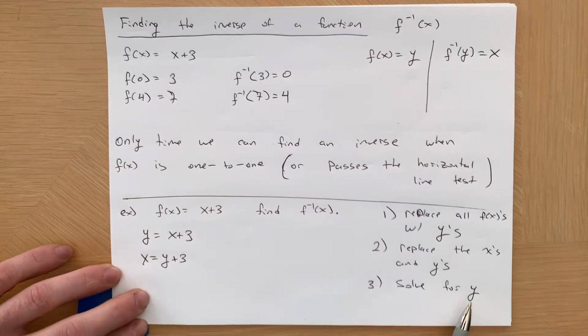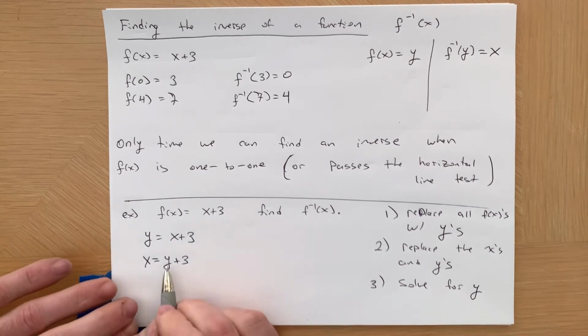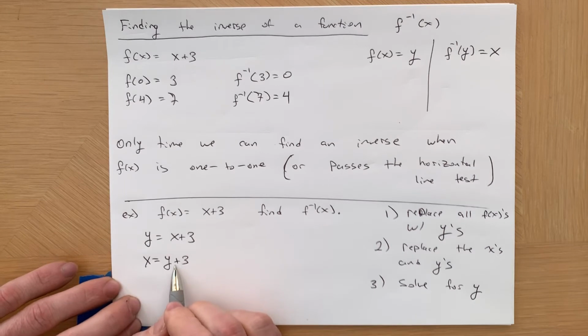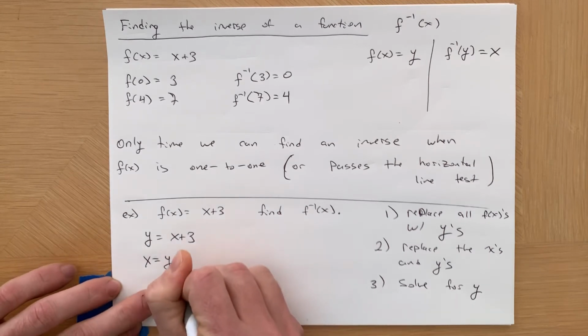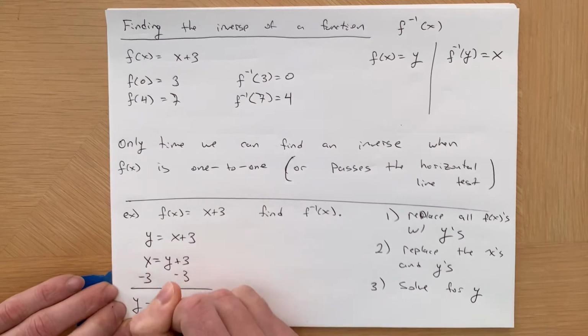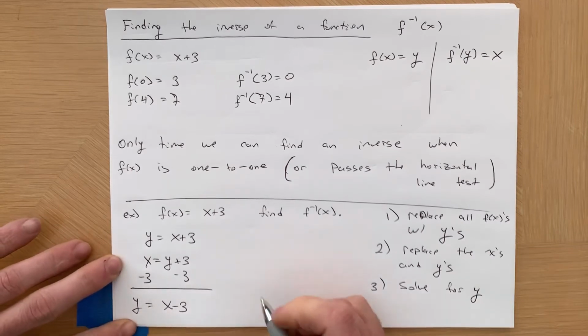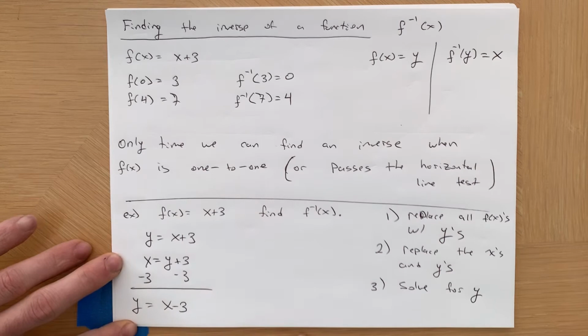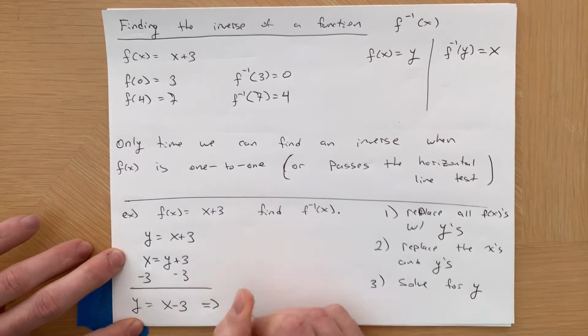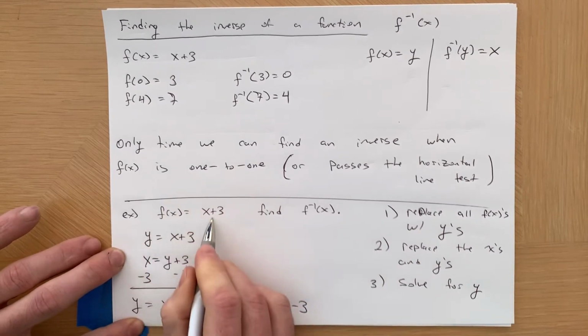And the third one is solve for y, meaning just get y on one side of the equal sign and everything else on the other side. Well, the only thing attached to this y is this plus 3, so all we need to do is subtract the 3 over. We subtract the 3, subtract the 3, and we're going to get y is equal to x minus 3. Once you're done with this step, this y is going to be the f inverse of x. So what this tells us is f inverse of x is equal to x minus 3, when f of x is equal to this.